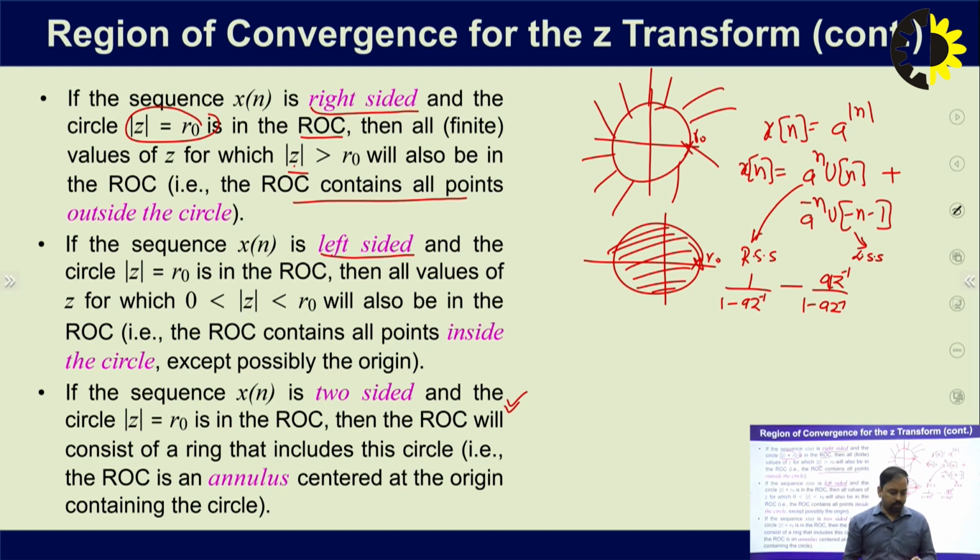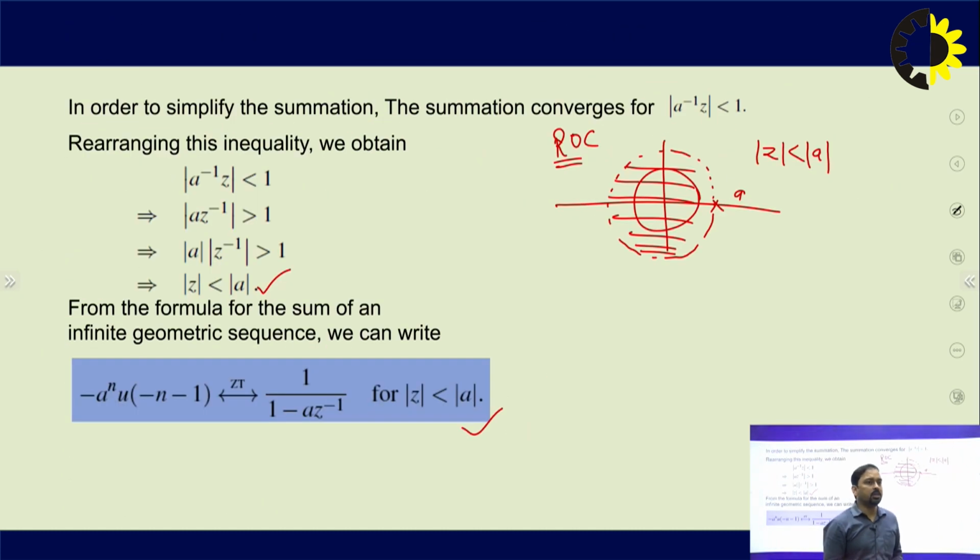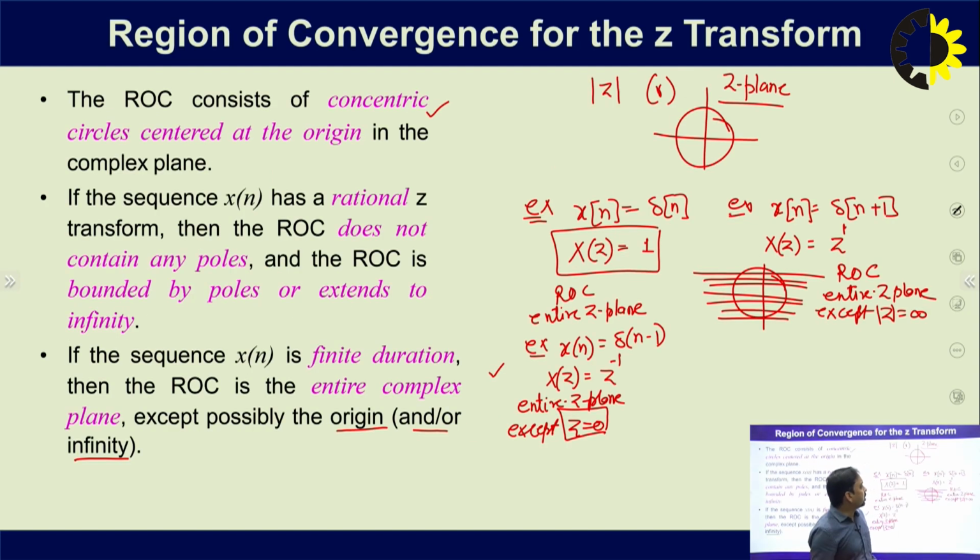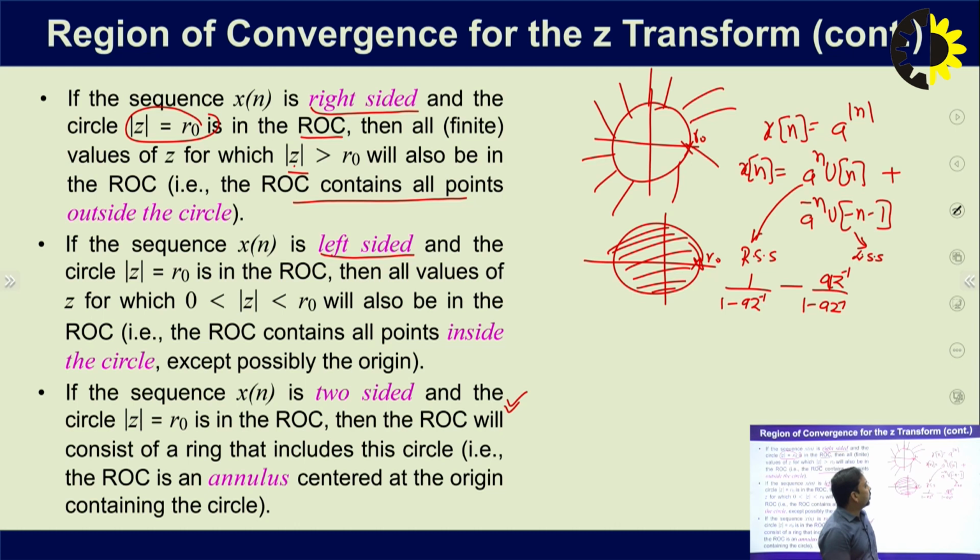So we can say that we have the result a raised to power n u of n and a raised to power n u of minus n minus 1. In a similar fashion, we can calculate the Z transform for u of minus n minus 1. So at this stage, we can say that we have two ROCs. One is for right-sided signal and the other one is for left-sided signal. After that, we'll see that the ROC will be the intersection of both the ROCs.